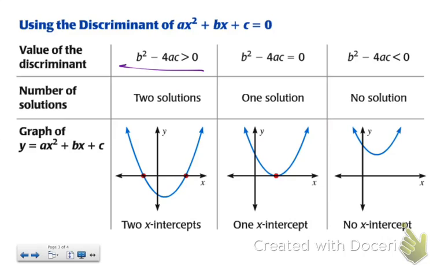If the part under the square root is exactly equal to 0, the square root of 0 is just 0. We don't have positive and negative 0. So what that tells us is that we're always going to end up with exactly one x-intercept whenever b squared minus 4ac equals 0.